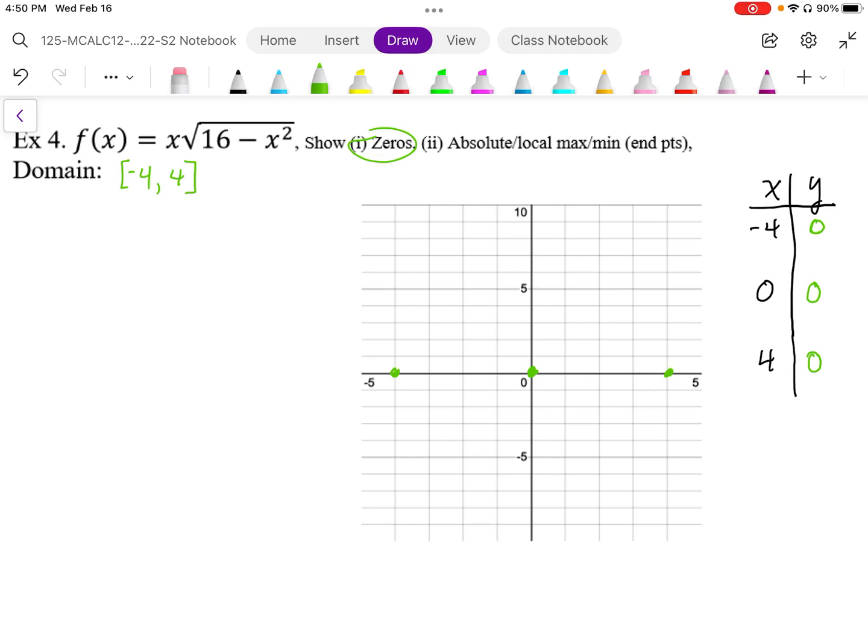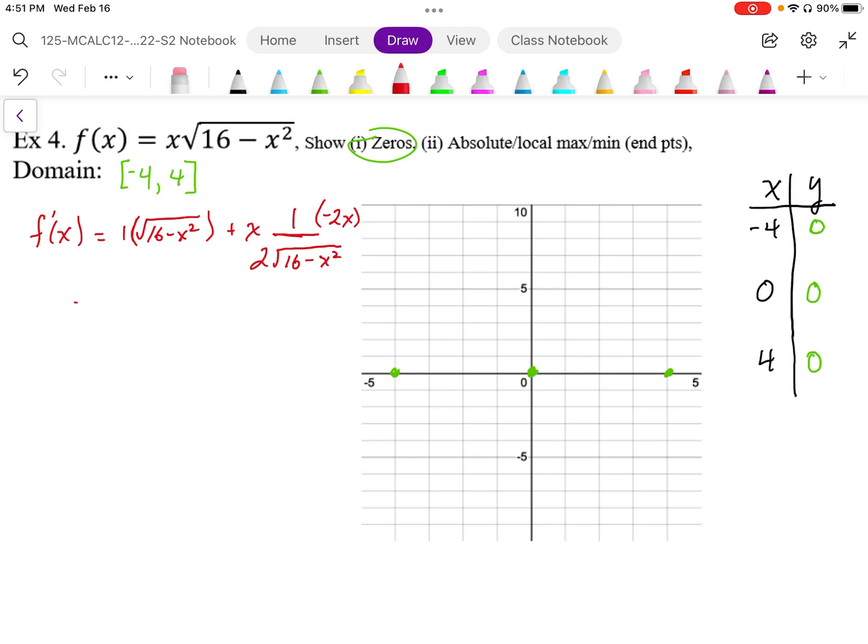Okay, so we want to be able to find the min and max points of this, the local min and max points. So we're going to have to differentiate this. So differentiating this, I'm going to get f prime of x. Differentiating the x, I get 1 times square root of 16 minus x squared, plus, using my product rule, x times, now this part gets a little bit messy, the derivative of the square root. So I'm going to end up with 1 over 2 square root. And then I have to multiply by the derivative of the inside function, which is -2x.